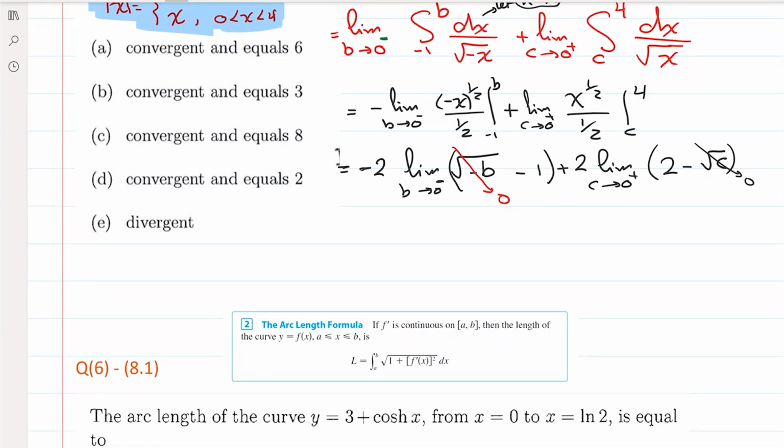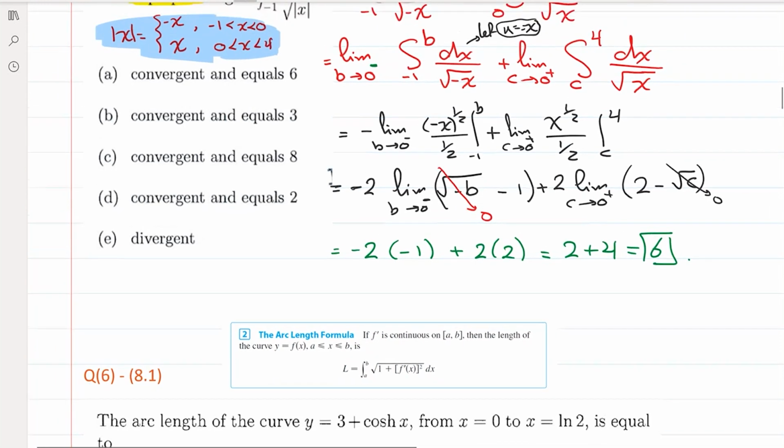Good. Now, what we have, this is equal -2 multiplied by -1 plus 2 multiplied by 2. So this is equal 2 plus 4, which is equal 6. So in fact, it is convergent and equal 6. So the correct answer will be this one. Is that clear? Yes, clear.